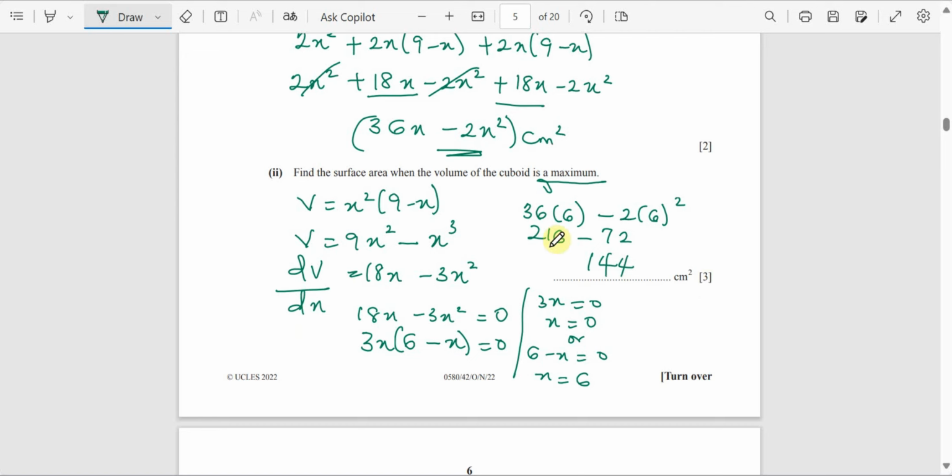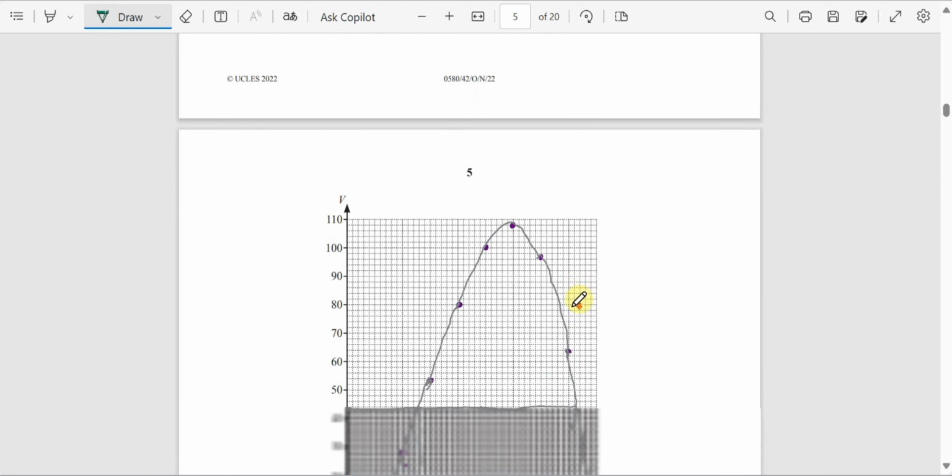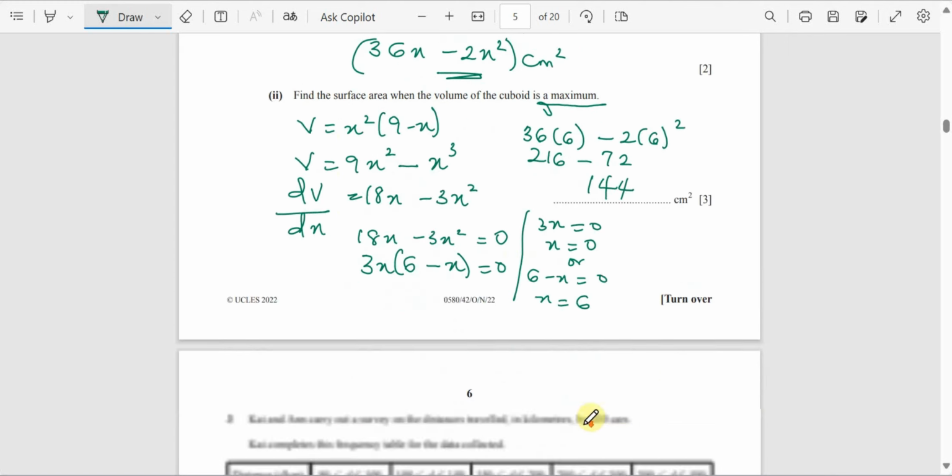All right, you can also pick out your maximum value from your graph. This is the maximum value, and that's why we're actually using 6. So if I have my maximum value there, this is the maximum point here. So I will pick my x value. If you trace it down here, you see that your x value is 6 at that point. So that's why we're using 6.